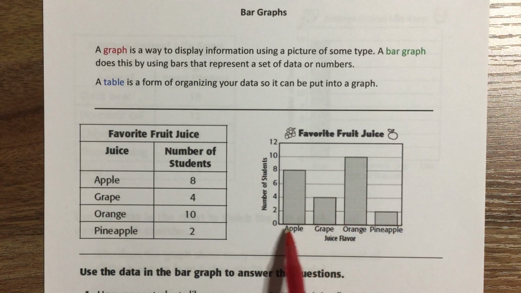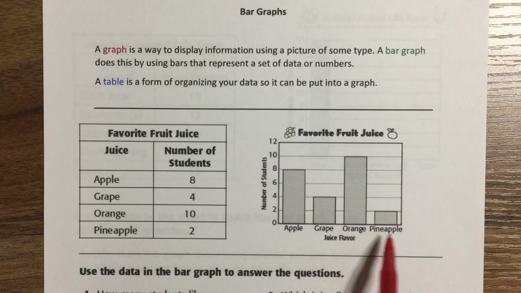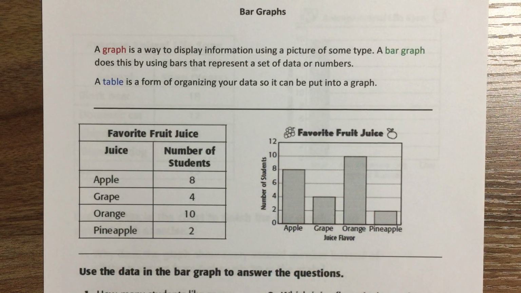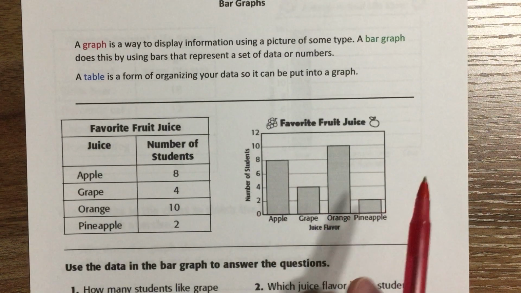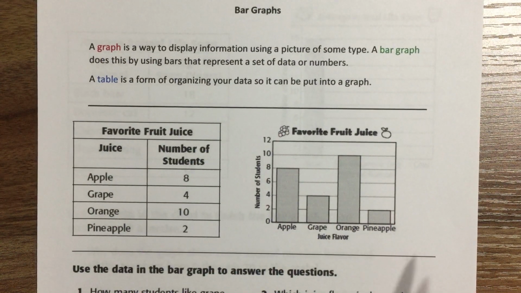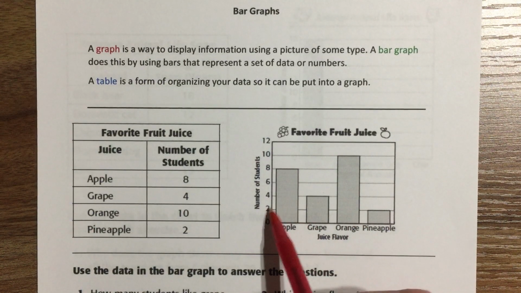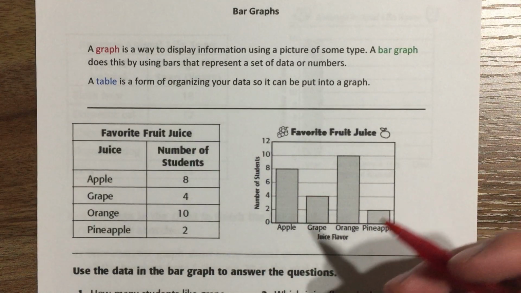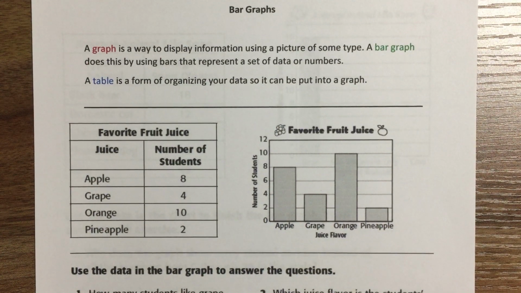Then, you notice down here at the bottom, we have the 4 different kinds of juice, which is good. It tells us the 4 that we were asked about, the 4 choices that we were given. And then up the side here, it says number of students. So what does all that mean? So we have juice flavor, we have number of students, and I move the paper. And we go up by 2, 4, 6, 8, 10, 12. Even increments, even gaps.